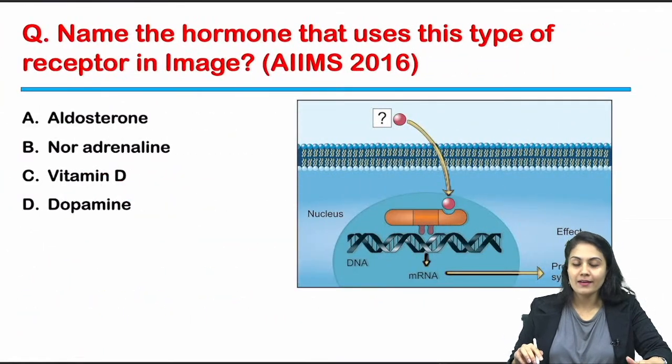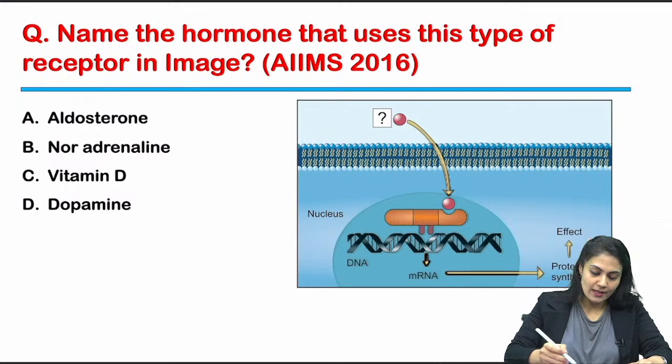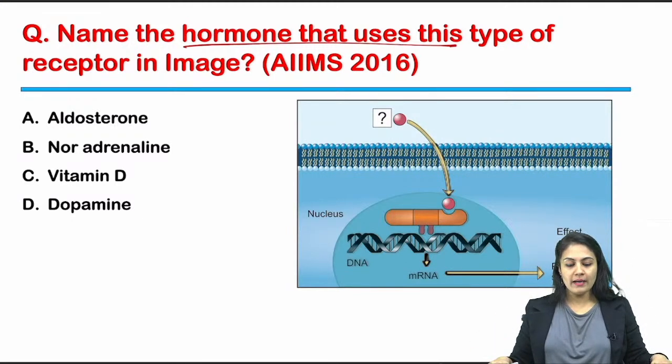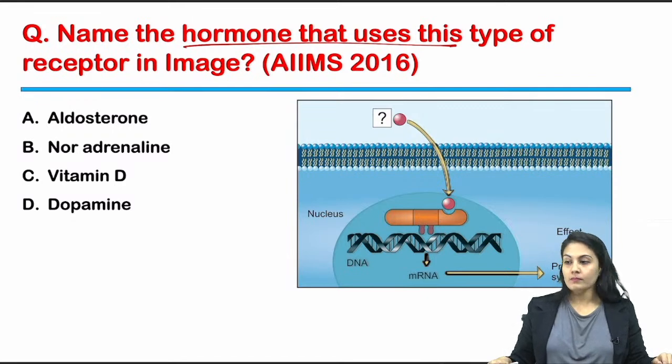Okay, we are done with the CNS. We are coming towards the endocrine. Which hormone uses this type of receptor in the image? Yes, please answer.